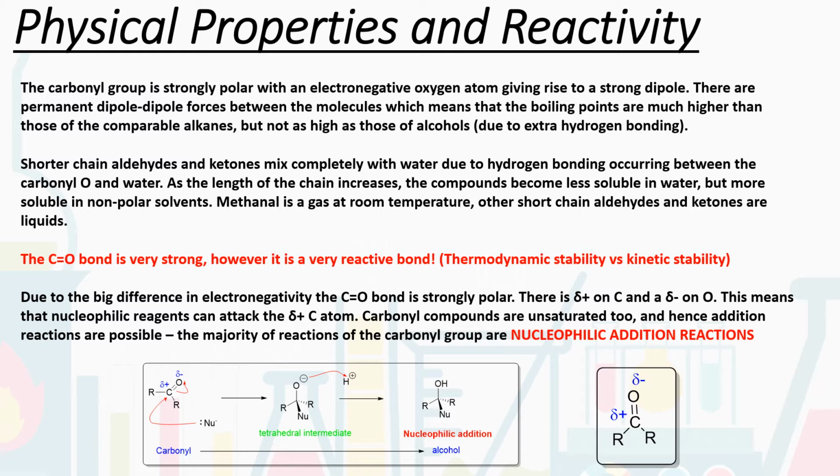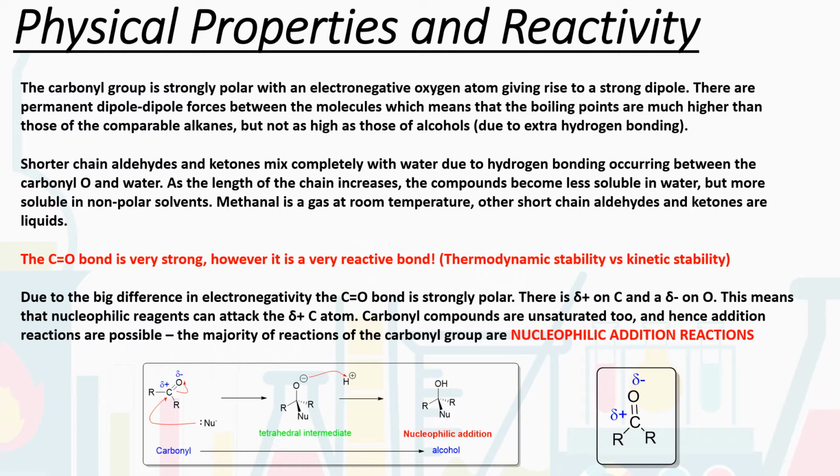Now, the C=O double bond is very, very strong. If we look at the thermodynamics of it, the bond enthalpy, it's a very strong bond. However, it's also very reactive. This is something that we call thermodynamic stability versus kinetic reactiveness. Essentially, we have a bond here that is very, very strong, but it's also reactive. It's strong because we don't just have a single sigma bond component, but we have a double bond, a pi component to the bond. But it's also very reactive because we have this very strong dipole, the delta positive and the delta negative. That's because we have quite a big difference in electronegativity between our carbon and our oxygen, so a very strongly polar bond.